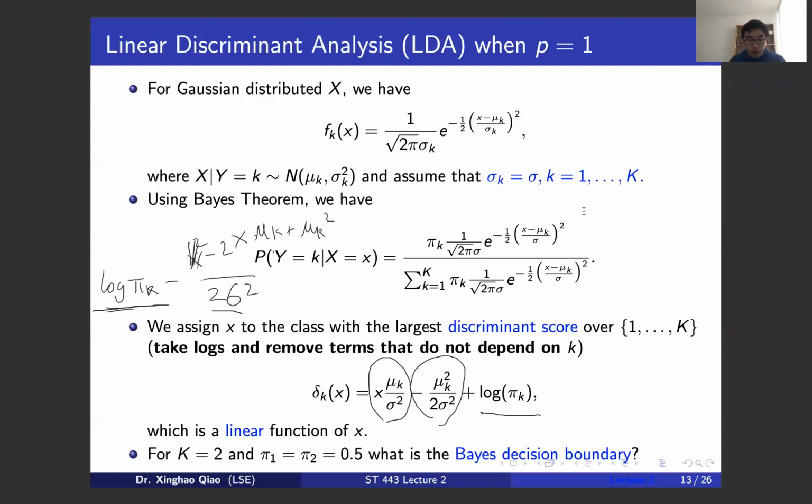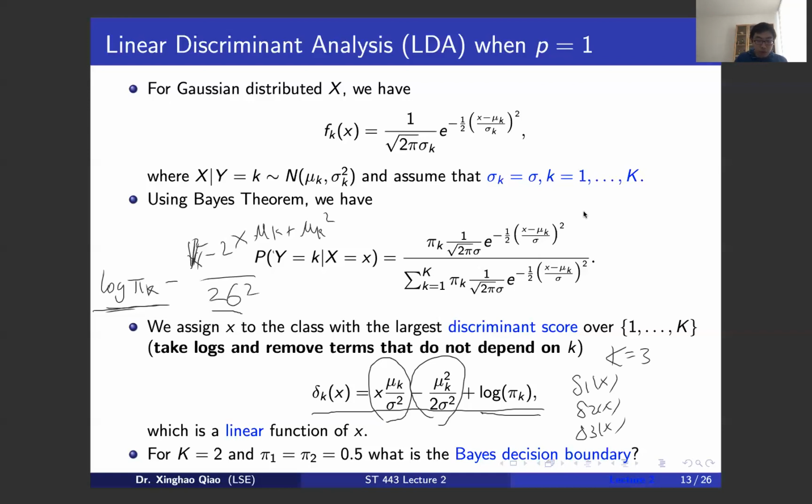So that means for each value of k, we can just calculate this delta function and choose the class with the largest value. For example, for capital K equal to 3, we may calculate delta 1 of x, delta 2 of x, and delta 3 of x. We choose the one with the largest delta function, and then we can make our classification assignment.